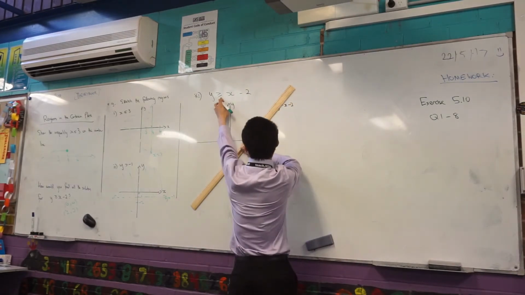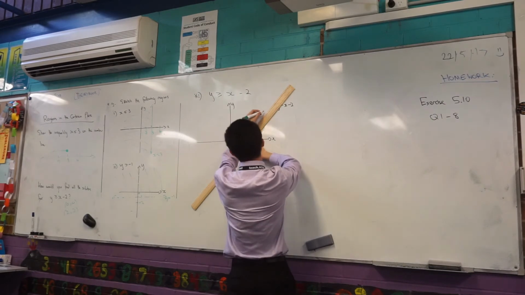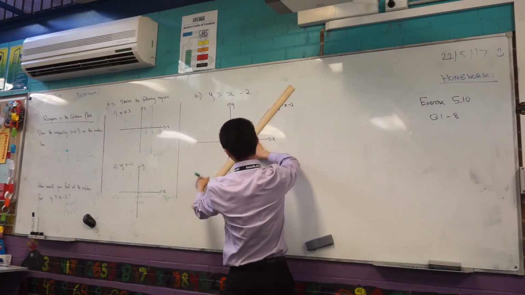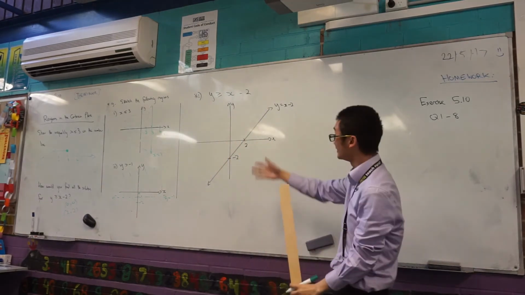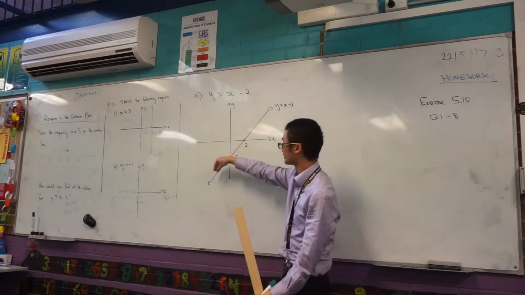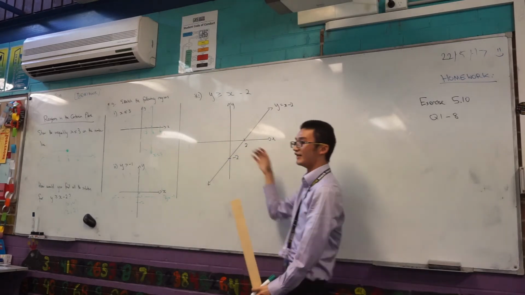And this is my line here. So remember, if we have a greater than or equal to, or less than or equal to, then we have a solid line going straight through. Now, can you see that we've created two regions, right? Because this line is going on forever, I've got this side and this side.